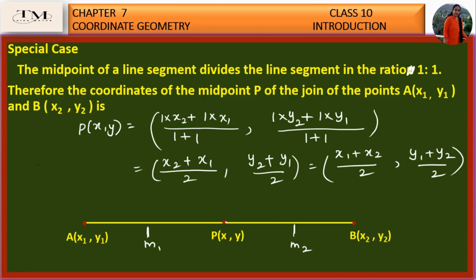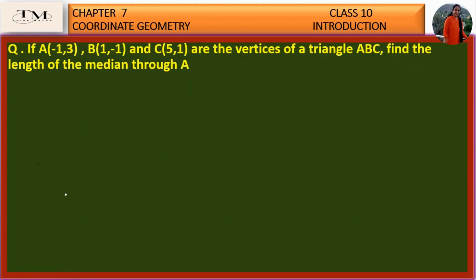So then, if P is the midpoint, then the section formula is nothing but add the x coordinates and divide by 2 and add the y coordinates and divide by 2. So this is the section formula if your point P is the midpoint. Okay. So this midpoint divides AB in the ratio 1 is to 1. So then this is the section formula. Okay, children. So let us see an example.